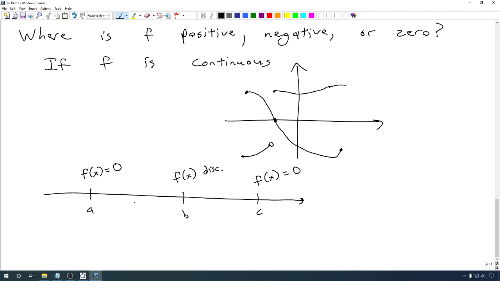So that will allow me to pick a test point. If I pick any number between A and B, put it into my function. So maybe I pick a test point, call it T, just for test. If I put T into f, and I find out that for that particular T that I picked from the interval A to B, I got a positive number, then I know every other point between A and B gives me a positive number when I plug it into f. And I can do that for each interval.